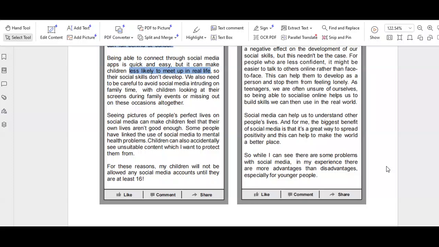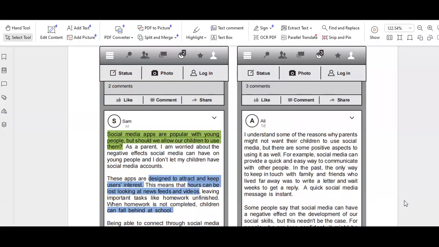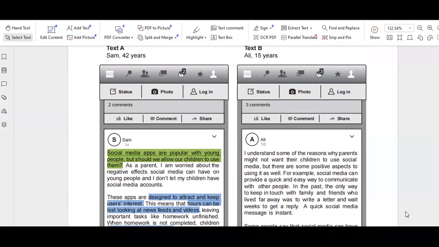And for me, the biggest benefit of social media is that it's a great way to spread positivity, and this can help to make the world a better place. So while I can see there are some problems with social media, in my experience, there are more advantages than disadvantages, especially for younger people. So from Ali's perspective, using social media is fine.